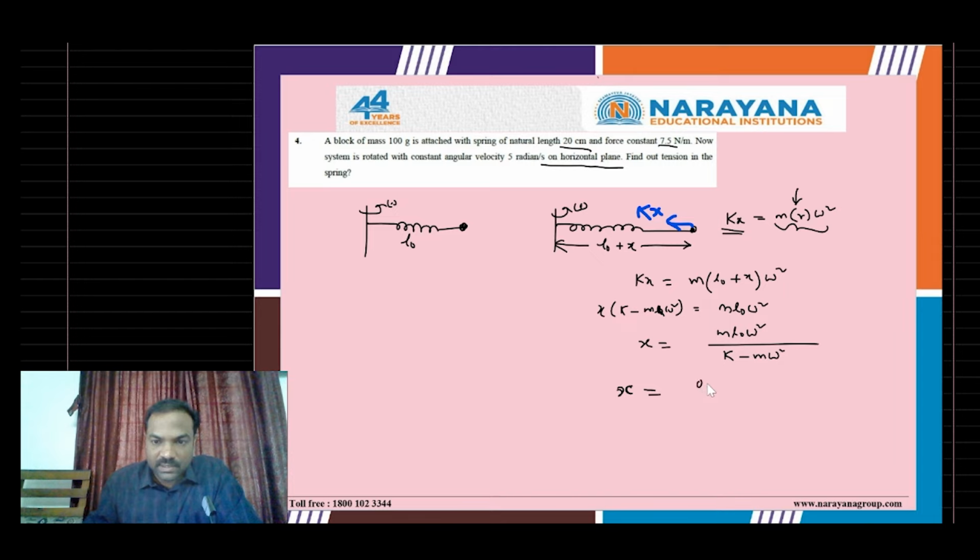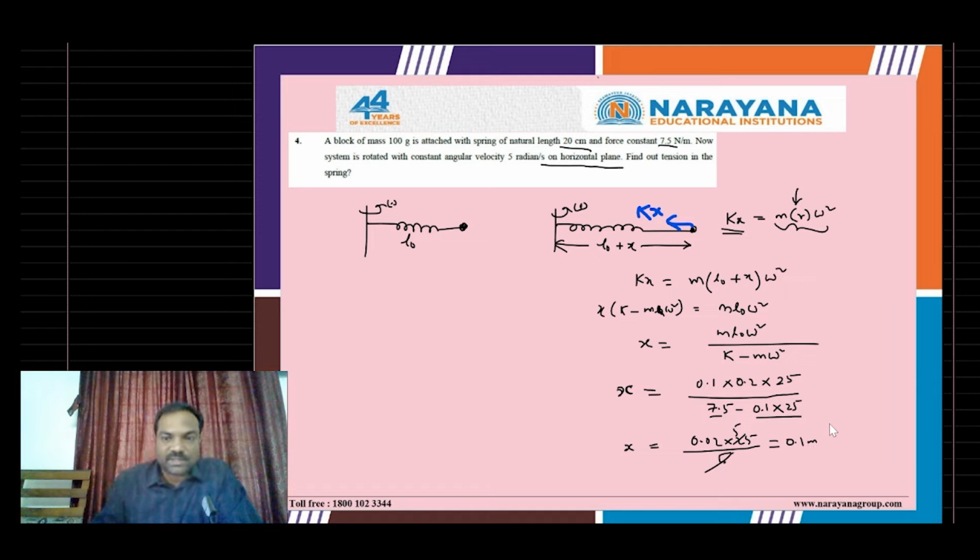M value is 0.1, 100 grams. L0 value is 20 centimeter, which is 0.2, multiplied with omega square, which is 5 square, 25, by k value 7.5 minus m value 0.1 and omega square 25 still. So then the required x value is 0.02 into 25 by, this is 7.5 and this is 2.5, so it will be 5 again. So 5 will cancel out. Ultimately we'll get x value as 0.1 meter, which is almost 10 centimeter, which is not a negligible factor.